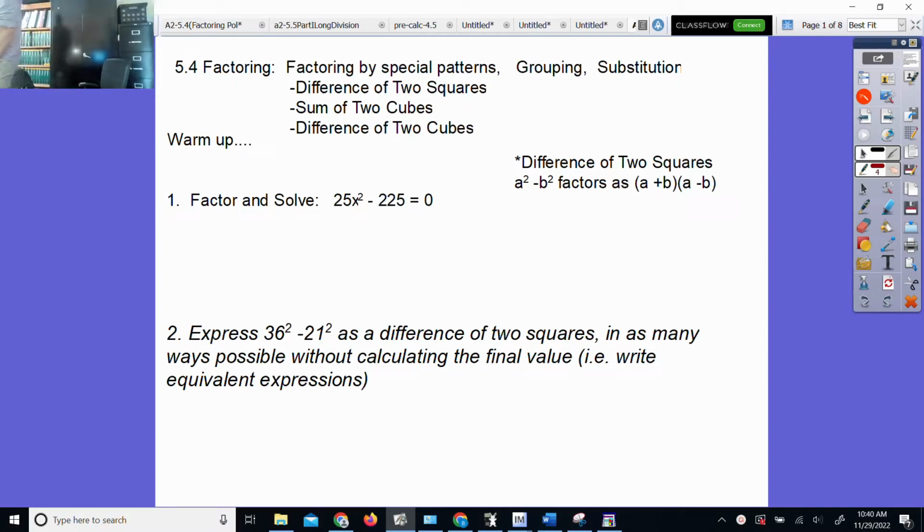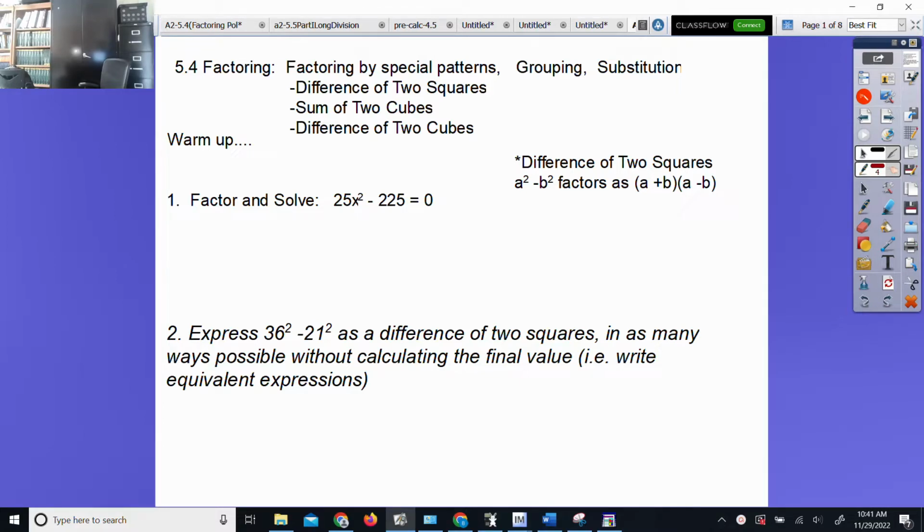5.4, factoring by special patterns, grouping, and substitution. First pattern we'll talk about is an old pattern. It's the difference of two squares. Then we'll talk about the sum of two cubes and difference of two cubes. So the first pattern is old. Factor and solve 25x squared minus 225.